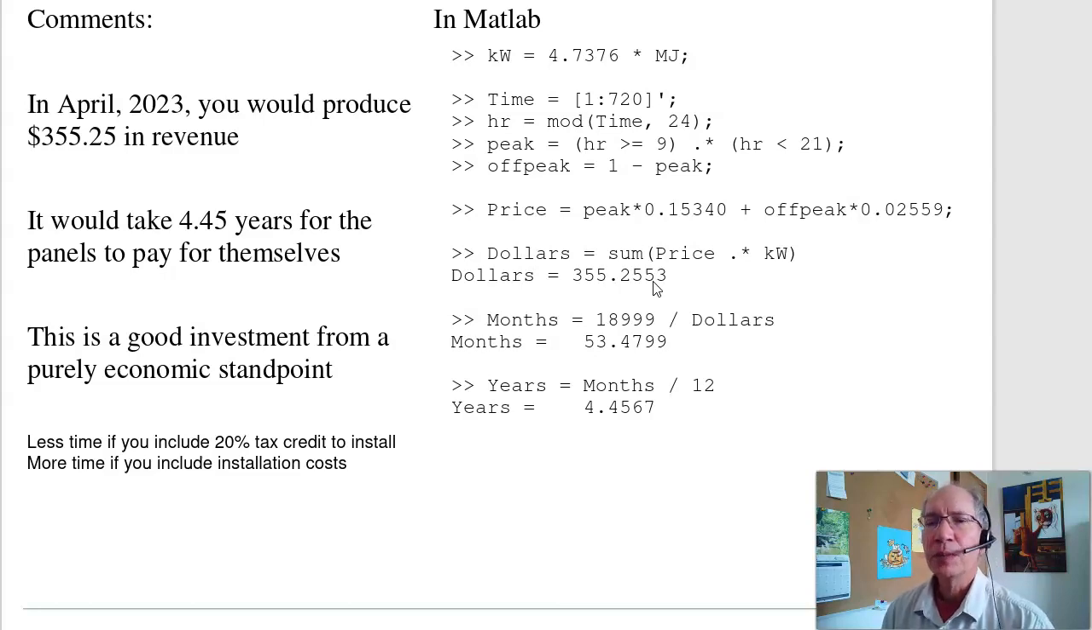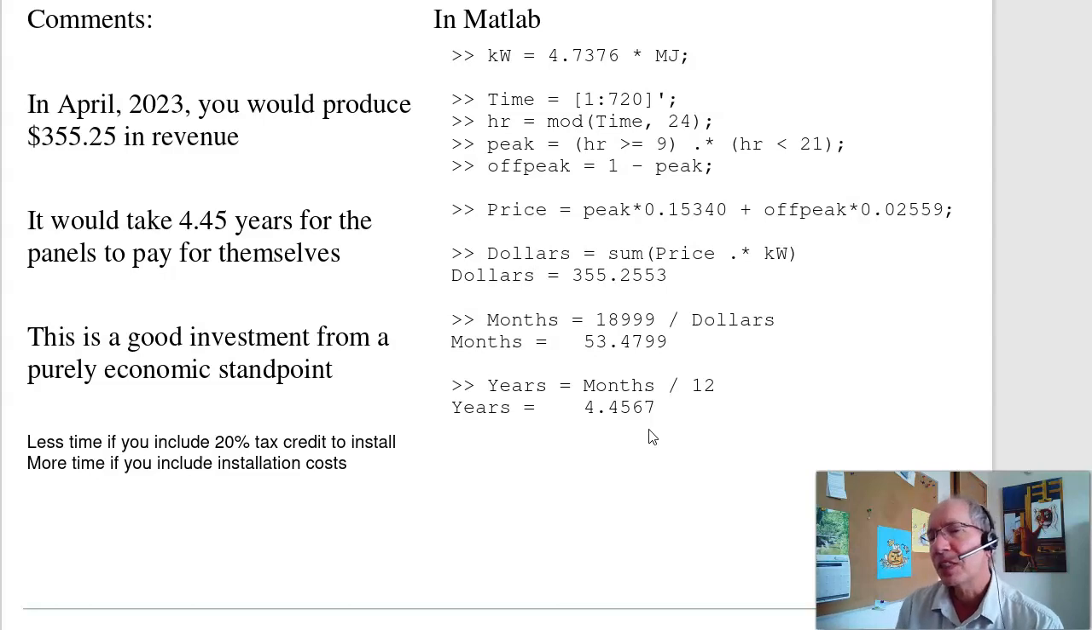In terms of how long it would take these panels to pay for themselves, well, take the price of the panels divided by the dollars per month. It'll take 53 months for the panels to pay for themselves. At 12 months a year, it'll take about 4.45 years for the panels to pay for themselves. So that makes this actually a pretty good deal economically.